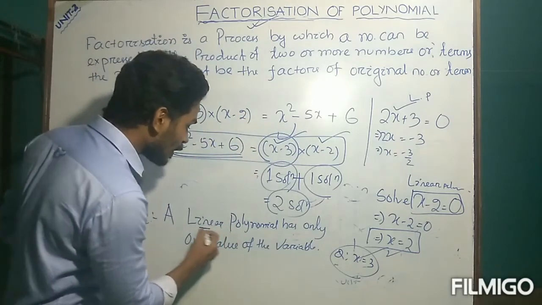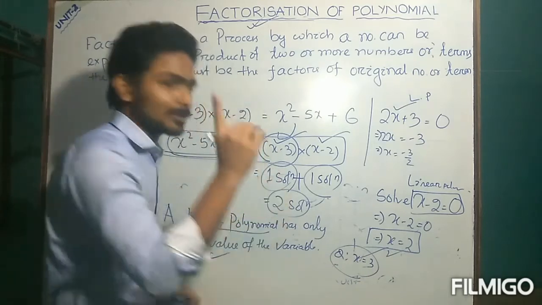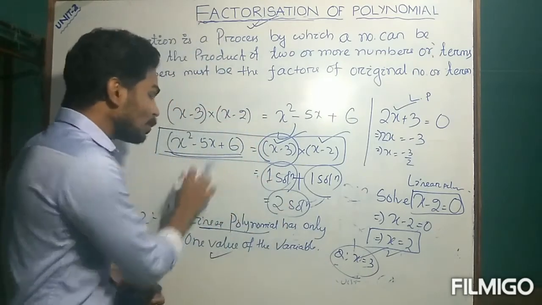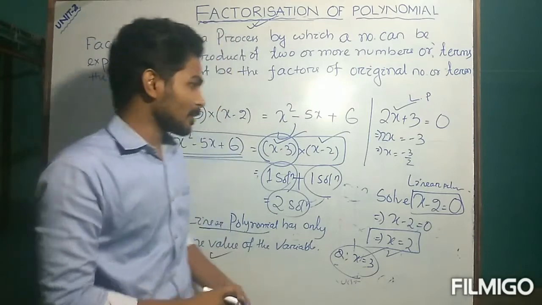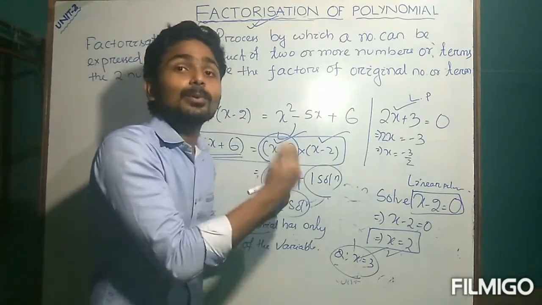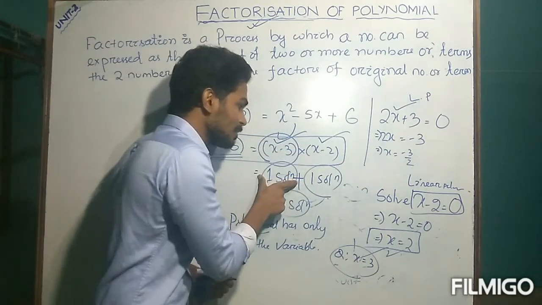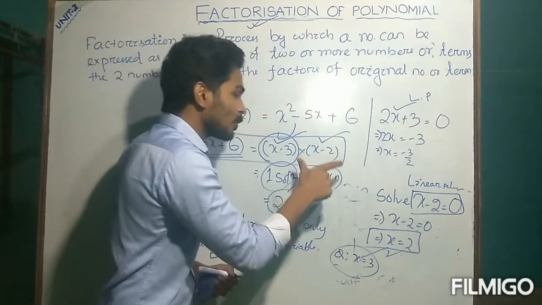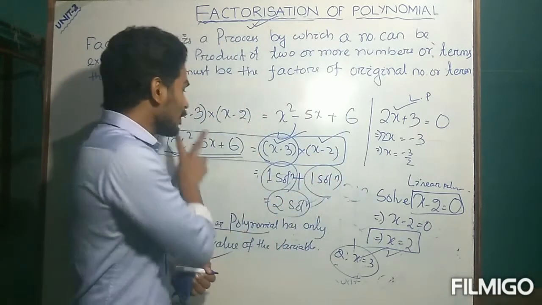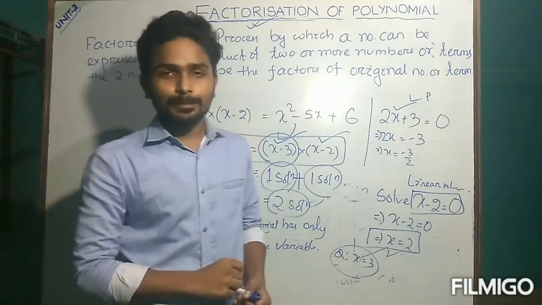But a linear polynomial has degree 1, that's why it has only one solution. But this one is degree 2, that's why it has 2 solutions, because it is written as the product of two linear polynomials. For this linear polynomial we have one solution, for this linear polynomial we have one solution. That means for the total polynomial of degree 2 we have 2 solutions.